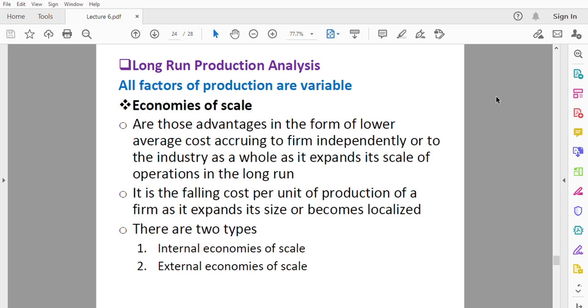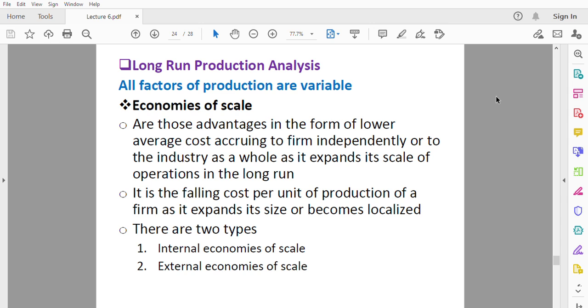Economies of scale are the advantages in the form of lower average cost accruing to a firm independently or to the industry as a whole as it expands. So in the long run, as you expand, or as the industry you find yourself in expands, your scale of production, your cost will start decreasing. Specifically, your average cost will start decreasing, and that is called economies of scale. So it is a falling cost per unit of production of a firm as it expands its size or becomes localized. There are two types of economies of scale.